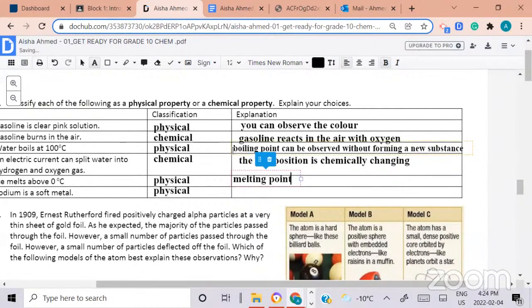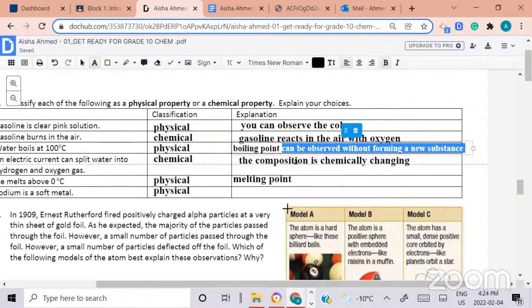Okay, so let's see how far you got. Yeah, melting point can be observed without forming a new substance.